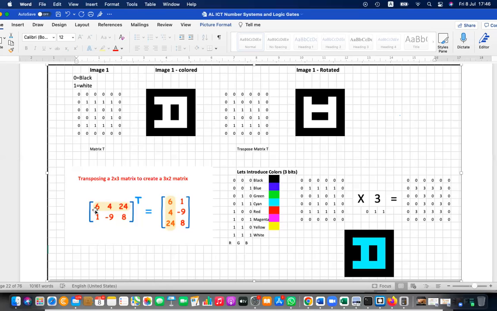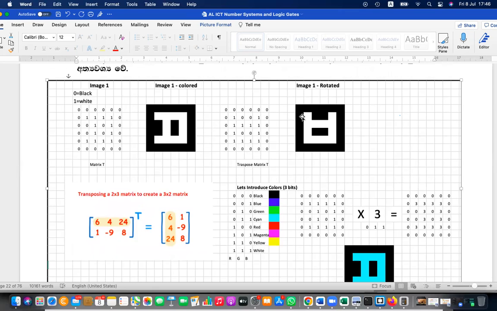Here, see this: 6, 4, 24, 1, minus 1, 8. This is a matrix. How is the transpose matrix written? I have to write 6, 4, 24 downwards, then 1, minus 9, 8 downwards. This is the transpose matrix. Anyway, when you do this, you can see a rotated letter D. So this process is called rotation.